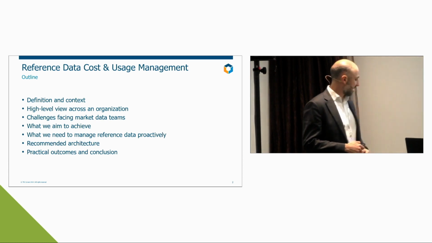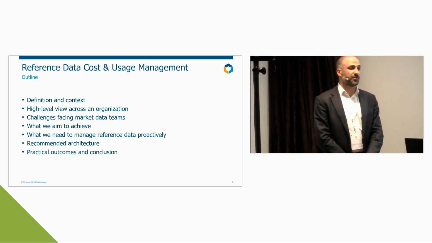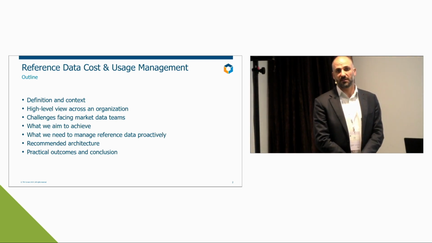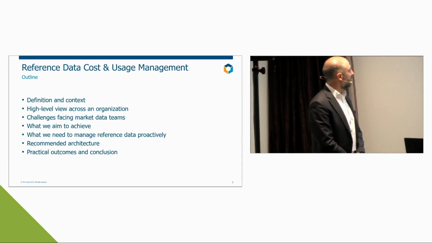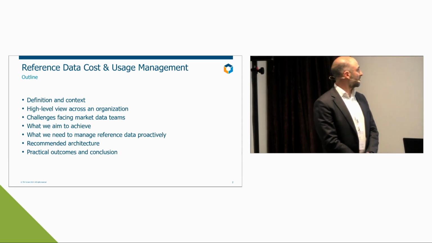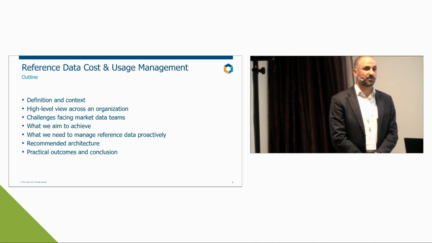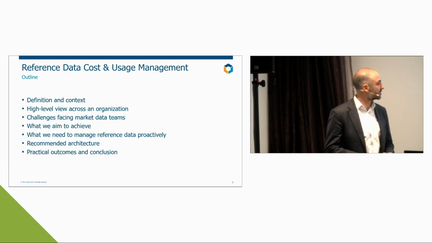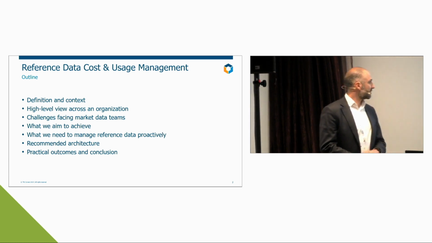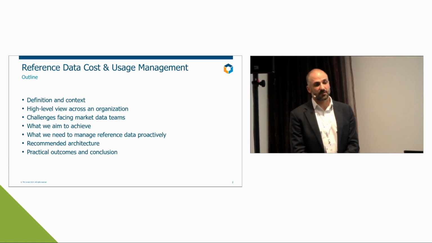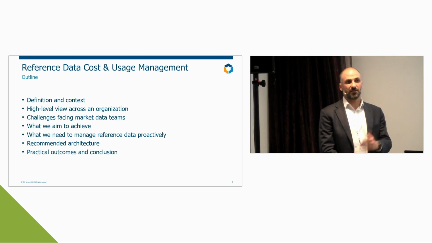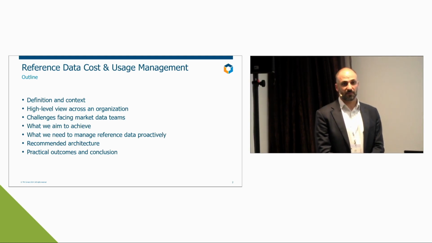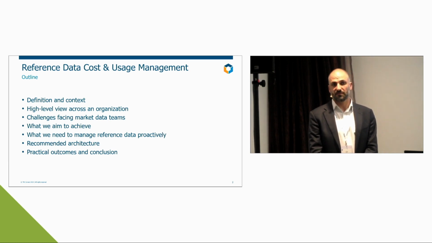Then we'll start looking at the how part. What we aim to achieve before we start implementing those changes. What are our objectives when we say better managing reference data? We'll talk about what we need to do in terms of the different elements that might feed into a proper, effective reference data management strategy. We'll talk about recommended architectures, and then I'll show you some client stories about organizations just like yours that have managed to implement those mechanisms and what they've achieved.